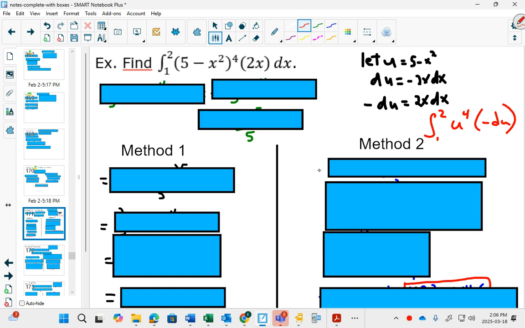And so I could put that negative out in front. Why don't I just put that negative out in front? U to the 4 du. And I've made a mistake, and it's very, very hard to see.